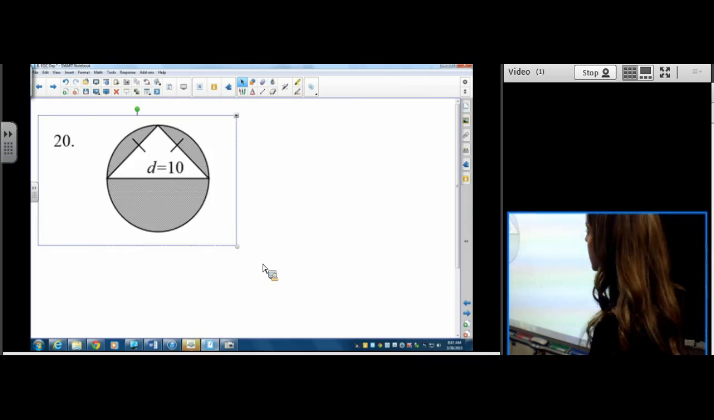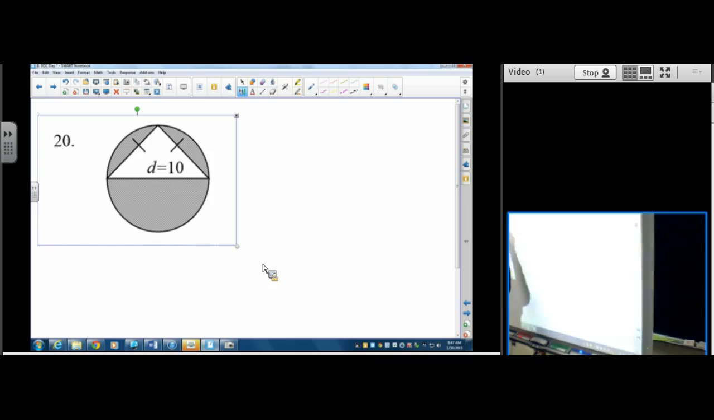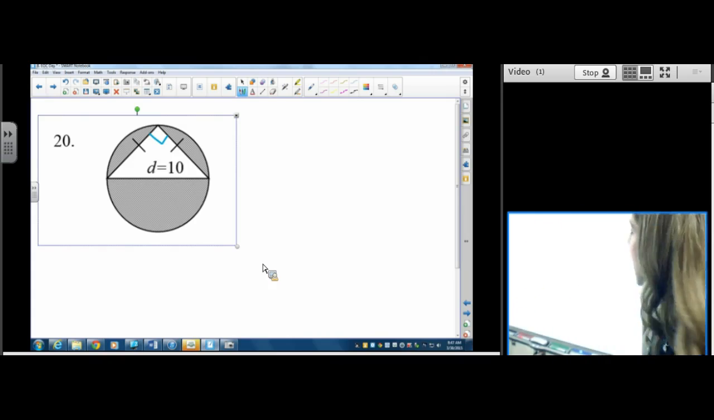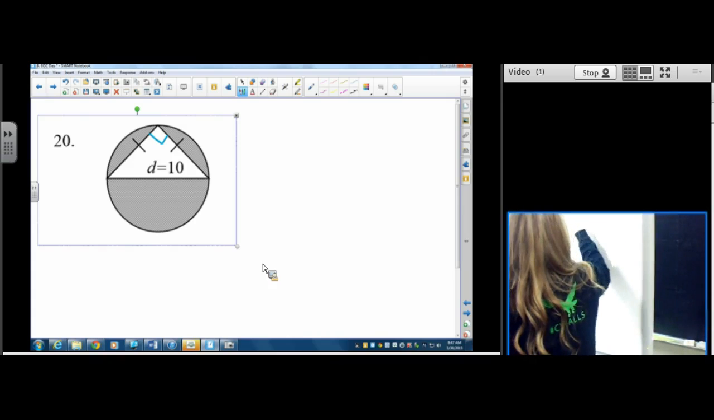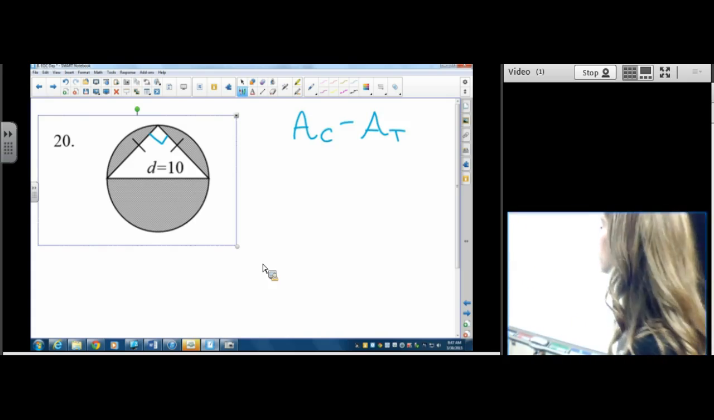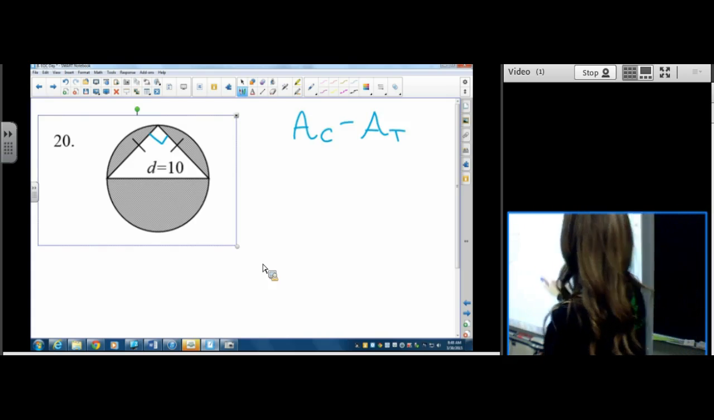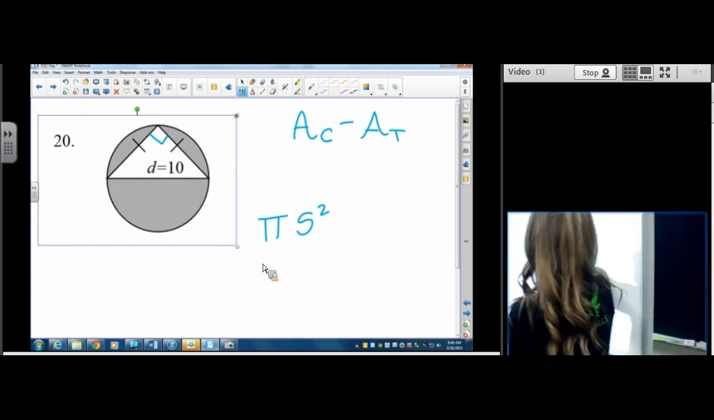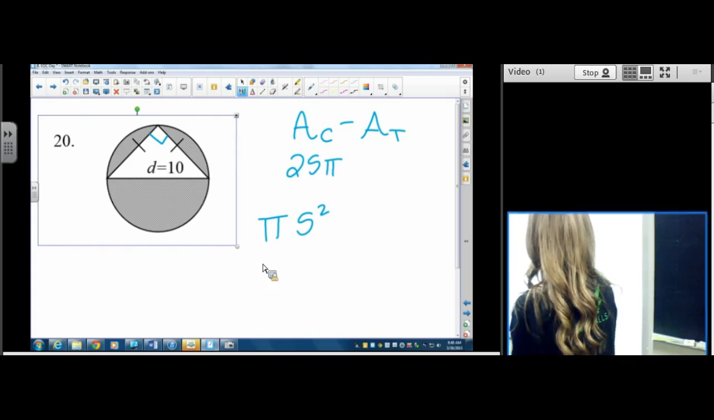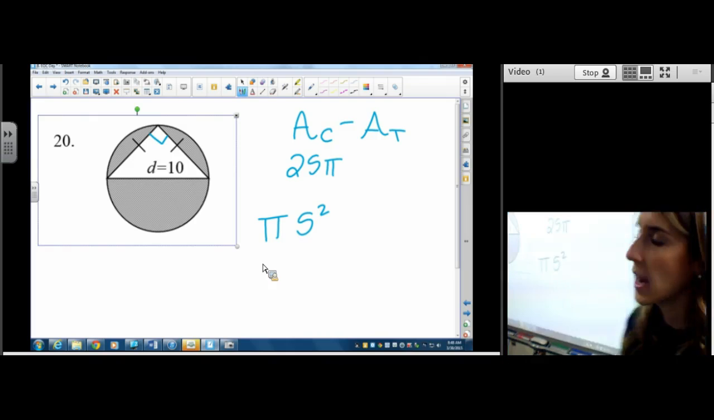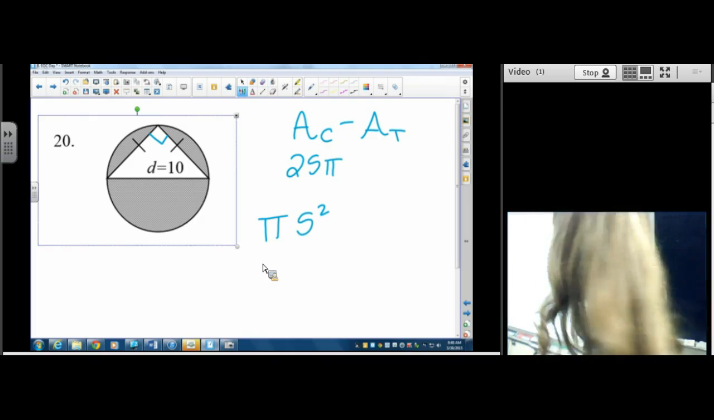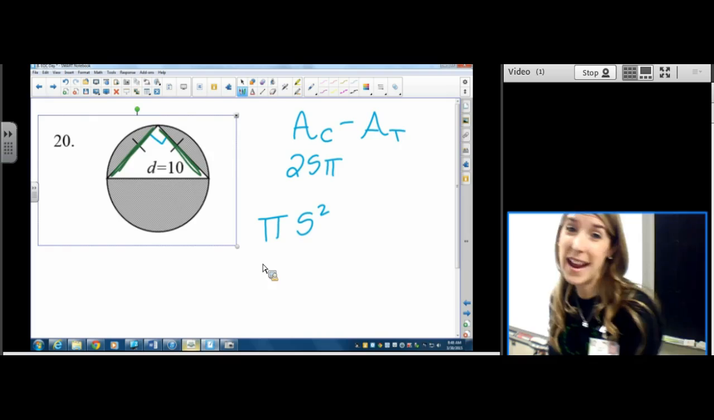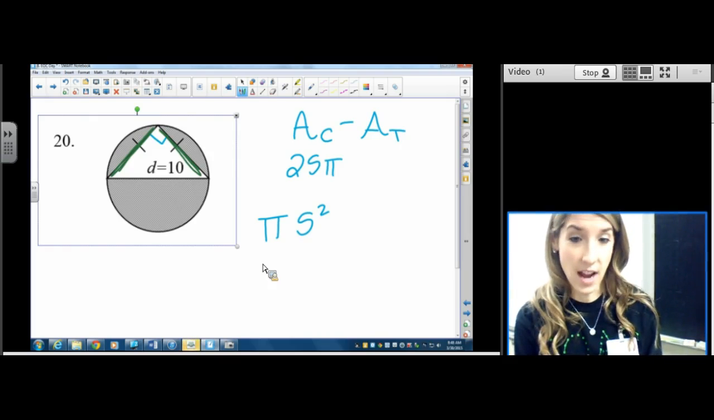Once again, on number 20, you did have to know the fact that when an angle opens up to the diameter, it is a right angle. So go ahead and add that right angle marking, even though we haven't learned that yet. We've done this before, area of a circle minus area of a triangle. The area of that circle is pi r squared. Pi, the radius is 5, so pi r squared. So the area of our circle is 25 pi. The area of the triangle, base times height divided by 2. We know the base and the height are always perpendicular. And this is a right isosceles triangle, 45, 45, 90.